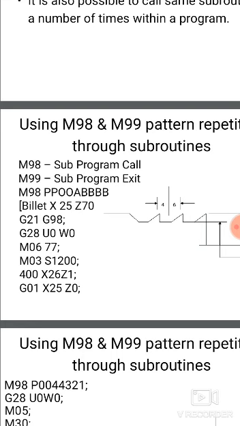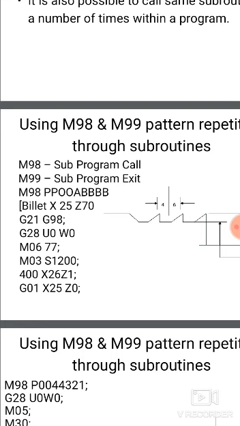Next M06, next M03, S110. Like that we go on writing the statements for M98 and M99. Using this M98, M99 pattern, suppose I am writing one program O1000, N100, which means the main program. Now at N330 I call the subroutine, that is M98 P200. P means the subroutine number.